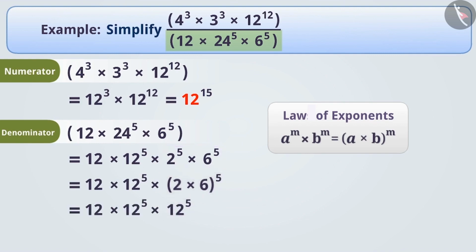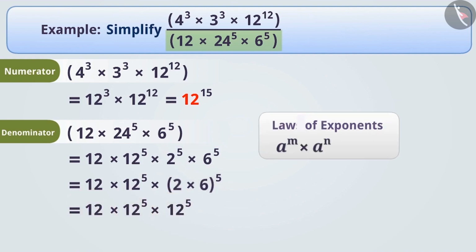Since the base of all the numbers is 12, we can use the law a to the power of m into a to the power of n, which is equal to a to the power of m plus n, to write 12 to the power of 1 into 12 to the power of 5 into 12 to the power of 5 as 12 to the power of 1 plus 5 plus 5, which is equal to 12 to the power of 11.